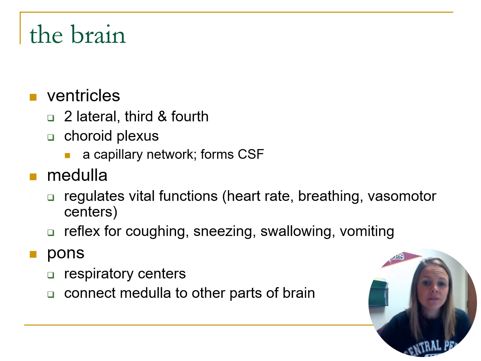So there's 4 ventricles, one on each side, left and right, and then 2 more that go below the cerebrum. The choroid plexus is part of these ventricles and is where cerebrospinal fluid is formed. The part of the brain that regulates heart rate and blood pressure is the medulla.